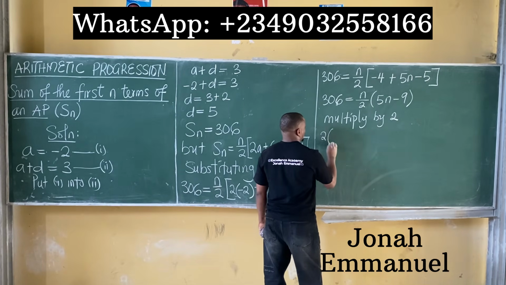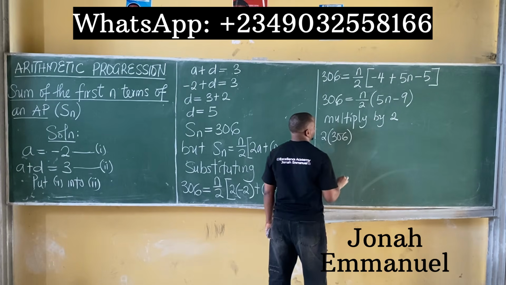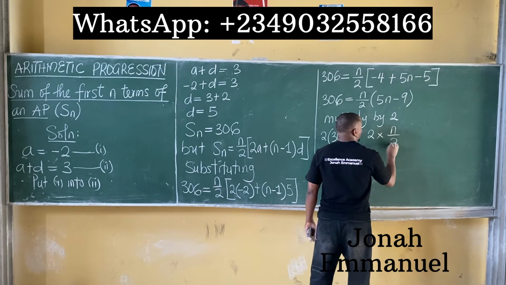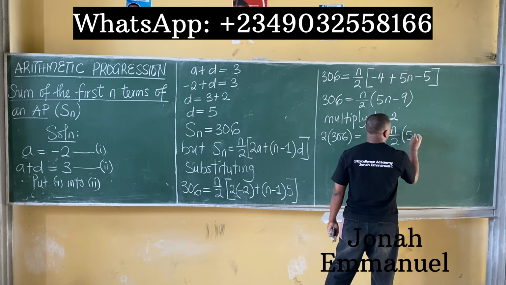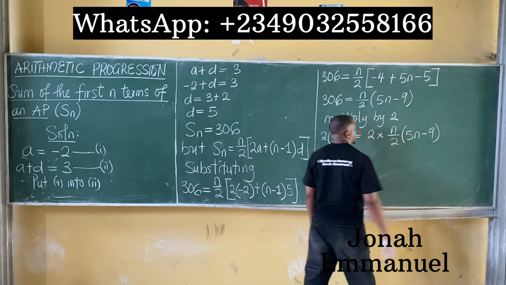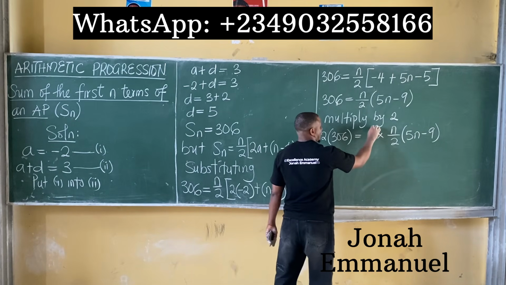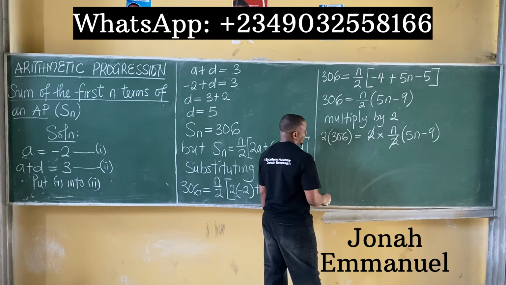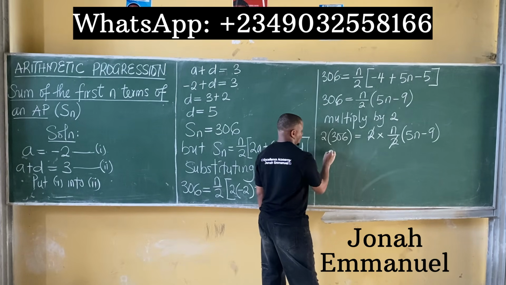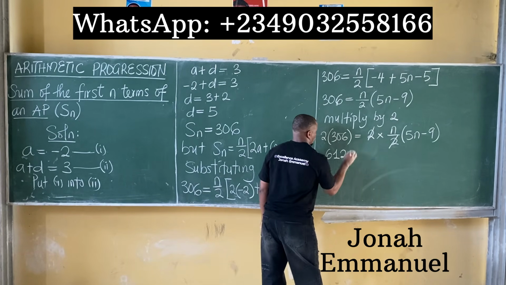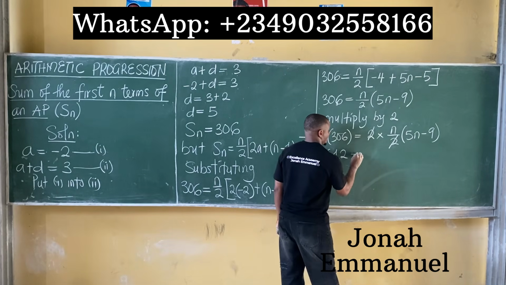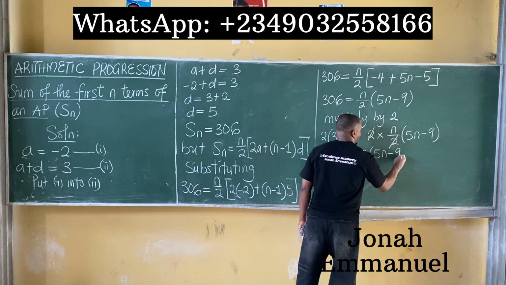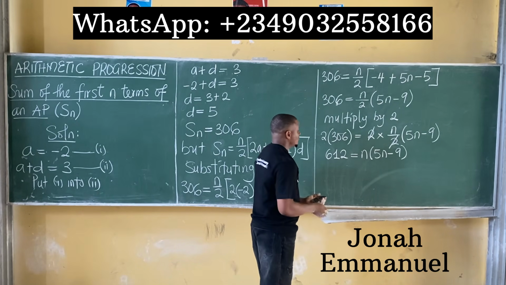So it becomes 2 into 306, which is equal to 2 times what I have here, n over 2 into 5n minus 9. The idea of multiplying by 2 is so that you can cancel out the denominator, so it goes off. All right, 2 times 306 gives you 612. 612 is equal to n, left with n, into 5n minus 9. So what next?